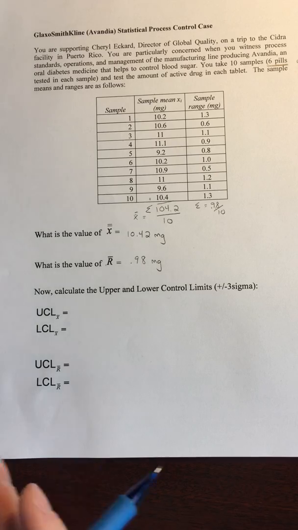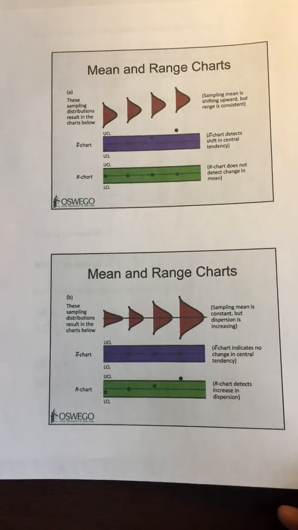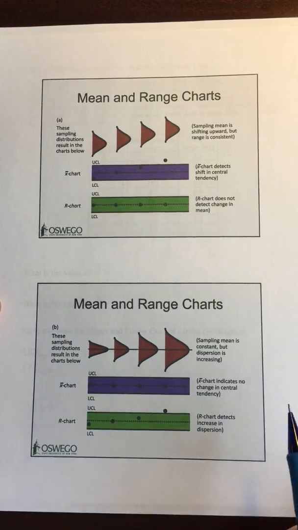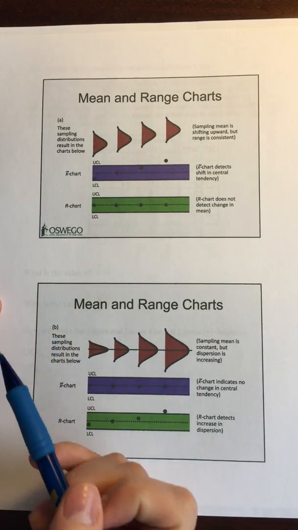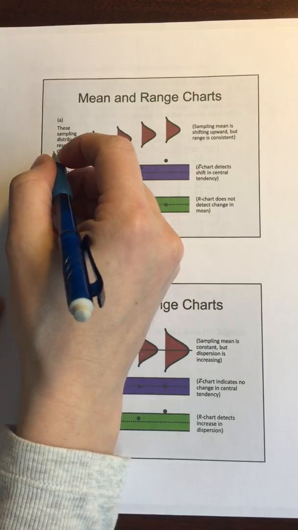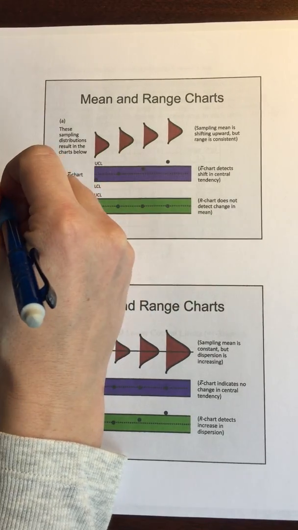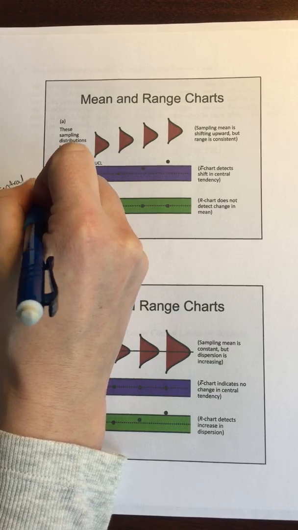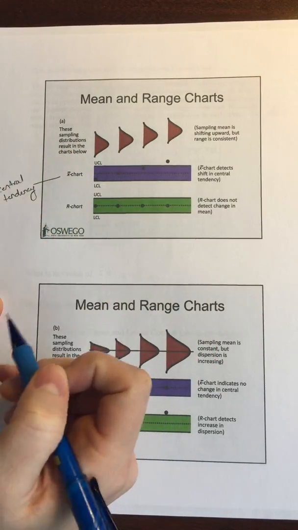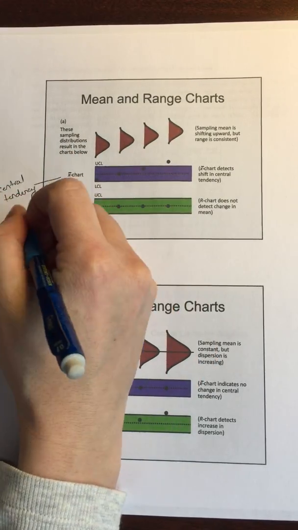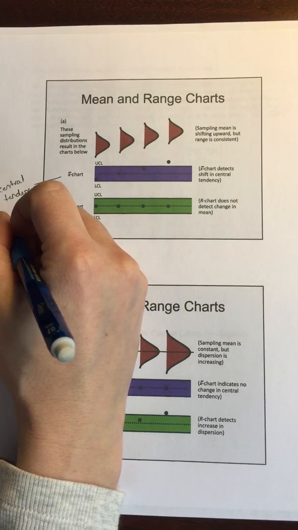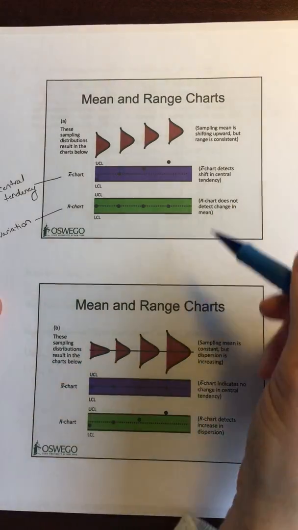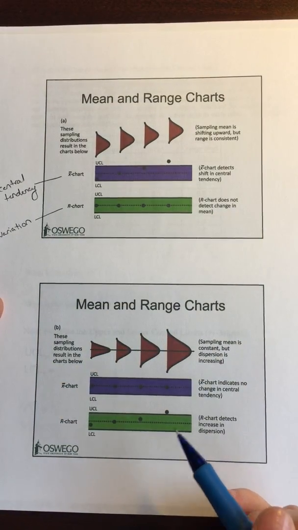So the two charts that we use to do this are something called mean and range charts. So really what the X bar chart does is it's checking the central tendency of the data. So this is looking for the central tendency. And our R chart, that range chart, is going to tell us basically how much variation we have in our process. So here's two examples to talk through what that might look like.